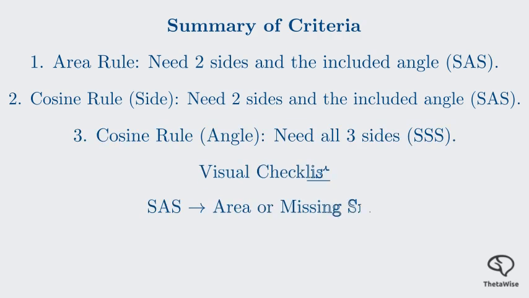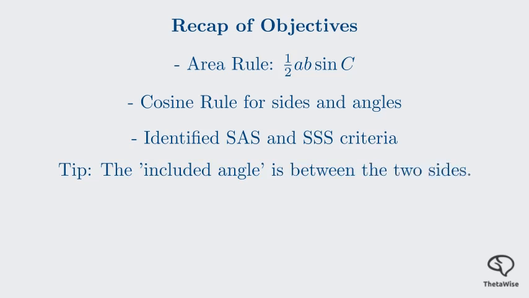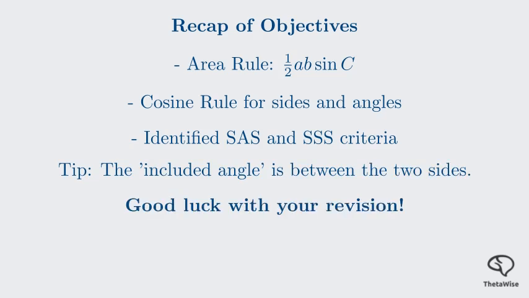Here's a quick visual checklist. SAS leads you to the area or a missing side, while SSS leads you to a missing angle. Let's recap what we've done. We used the area rule 1/2 AB sine C. We used the cosine rule for sides and angles, and we identified the SAS and SSS criteria. Remember, the included angle is the secret to both the area rule and the side-finding version of the cosine rule.